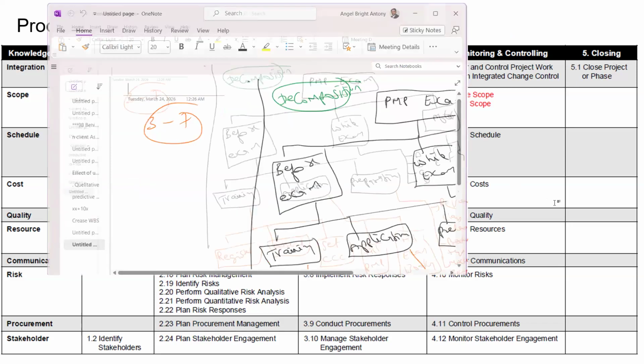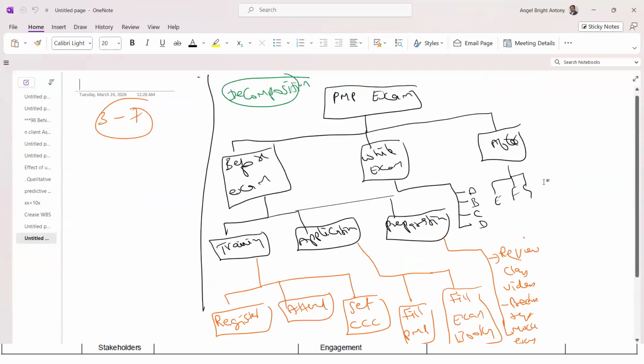So we discussed a simple example, the PMP examination as our project, and we have decomposed it into various levels like before, while, and after. Then before into training, application, preparation. Same thing you can do for while.